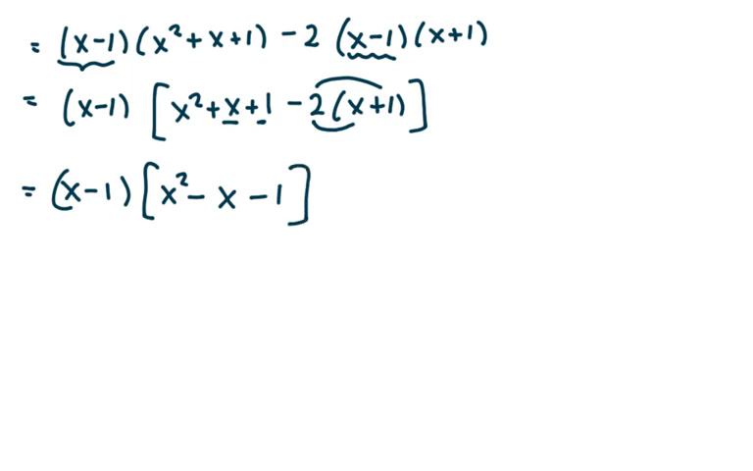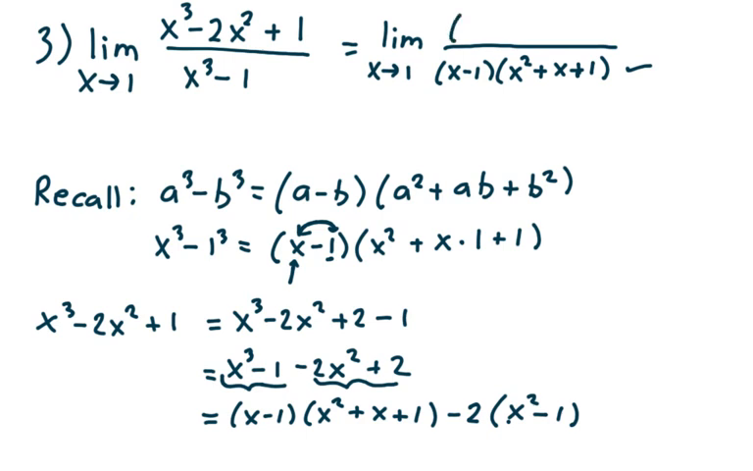So it should look just like this. So in the numerator, I get x minus 1 times x squared minus x minus 1. It's a really nice way to factor when you have something like this. Now, notice how the x minus 1s go, right? We can cross those off.